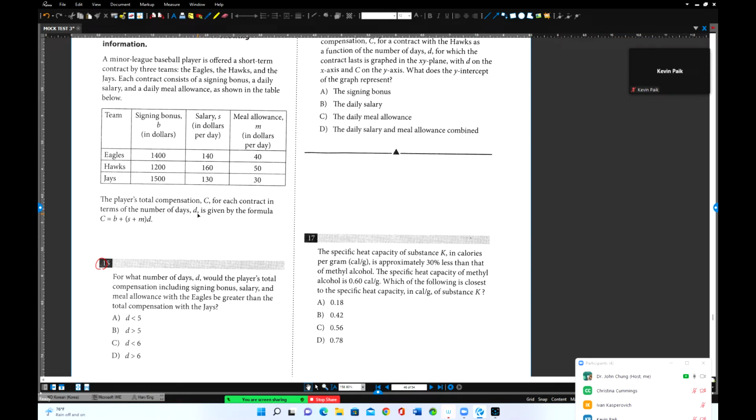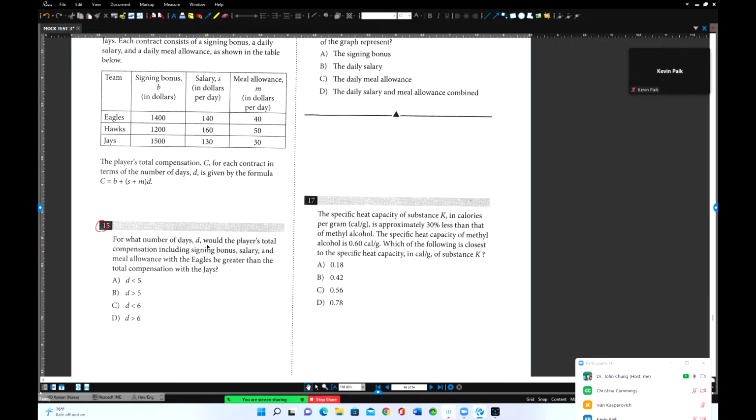Total compensation is given for each contract, with D the number of days, by the formula: B is the bonus, S is salary, M is the meal allowance, times the number of days. For D days, the player's total compensation includes the signing bonus, salary, and everything with the Eagles. We're going to find the Eagles' total compensation and compare it with the Jays'.